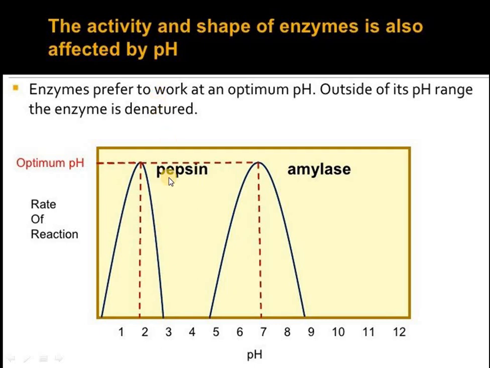Here you can see I've given the example of pepsin and amylase. Pepsin is present in the stomach where the pH lies between 1 and 2. Here you can see the medium is acidic and the optimum pH for pepsin lies in this range. On the other hand, amylase works at around neutral pH, where you can see here in the diagram the optimum pH is lying at around 7.